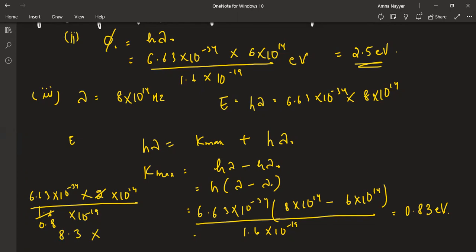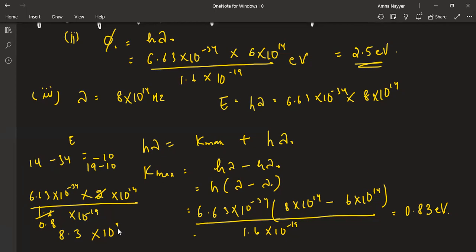Then, into 10 to the power, you have 34, and 14 we have, no? Here we are having 14. So that becomes minus 10, right? Here, minus 34, 14. This becomes minus 10. Then 19 will be there. 19 minus 10, that will be 9. That will become 10 to the power 9.